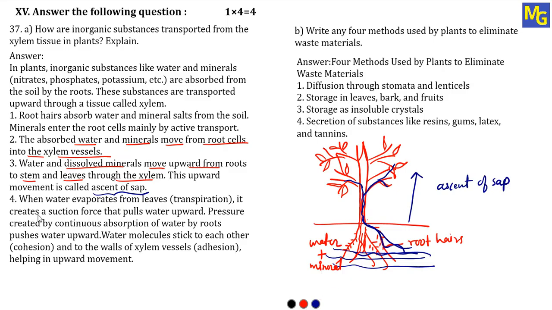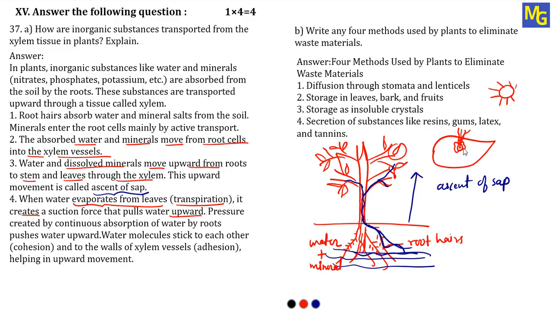Now the next one: when water evaporates from the leaves, which is called transpiration, it creates a suction force that pulls water forward. Now see what happens. If this is the leaf, imagine I will draw a little bit bigger diagram. This is the leaf. On the leaf there will be stomata like this, which are covered by these guard cells, and these guard cells help to open and close the pore which is present in the stomata. Once the pore is open, the unwanted gases and water will get evaporated due to the sunlight.